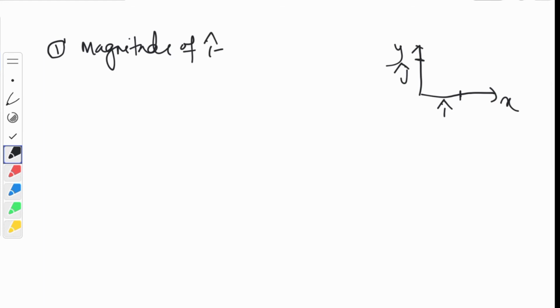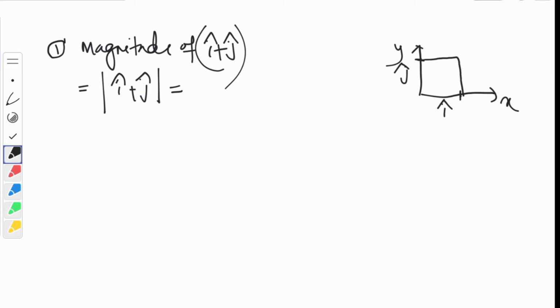of i cap plus j cap. Okay, how to do? We can apply the formula directly. We are interested in the magnitude, which means modulus. So these are unit vectors. See, if I do the parallelogram like this, this is your resultant magnitude. How to find out this? This is 1, 1, everything is 1. So this is also 1. So what we'll do? We'll use the Pythagoras theorem, that is square root of 1 square plus 1 square. So this is the magnitude of this.